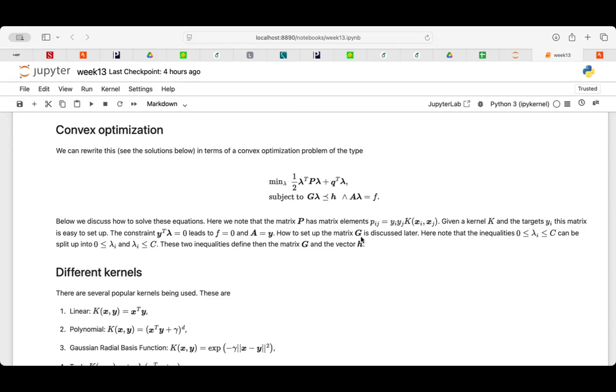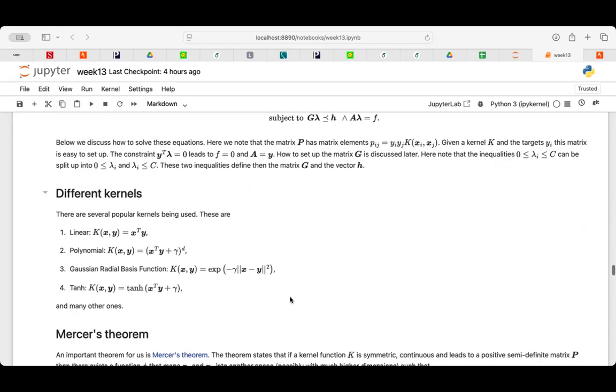Then how to set up this G is something which we will discuss a little bit later. But we just note that these inequalities require that these lambdas are less than a specific value. And that can be split into lambda larger than or equal to 0 and lambda y less than or equal to C. And these two inequalities then define the matrix G and this vector H. And there is a software which is called convex optimization, or CVXOPT, which is a library you can include in Python code and actually solve this type of optimization problem.